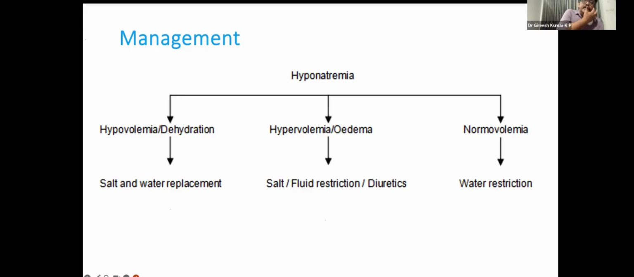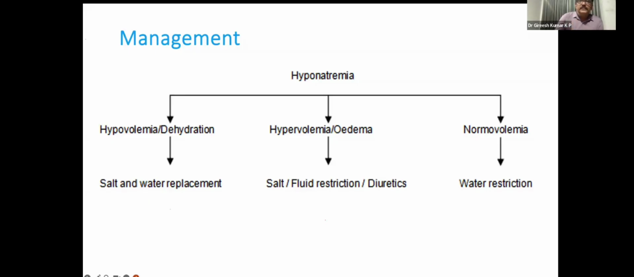Now we can see the management. Management also depends on the clinical finding that we'll discuss afterwards. But hyponatremia, if the patient is having dehydration, you can give volume. Normal saline is the ideal choice. If dehydration is there in the patient, normally in the emergency room, we give normal saline. That is the treatment of choice.